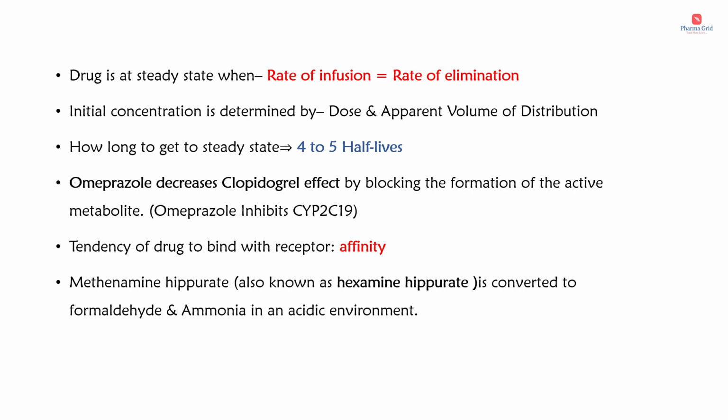Methenamine hippurate, also known as hexamine hippurate, is converted to formaldehyde and ammonia in an acidic environment. Methenamine is a urinary tract antiseptic agent. The formaldehyde formed will denature the proteins and nucleic acids, which is responsible for causing bacterial cell death. Methenamine is combined with a weak acid, for example hippuric acid, in order to maintain urine acidity and promote the production of formaldehyde. Methenamine is contraindicated or should be avoided in hepatic insufficiency because of ammonia formation.